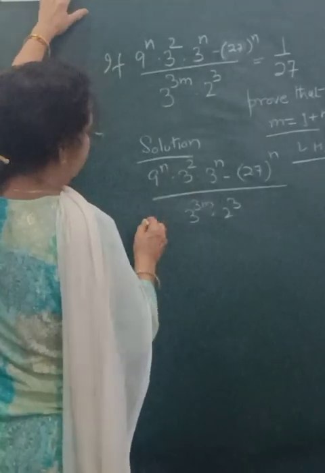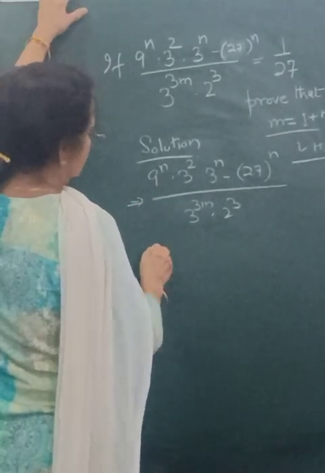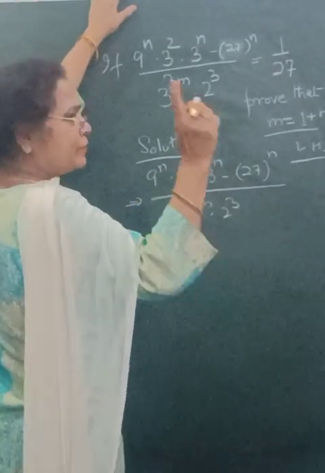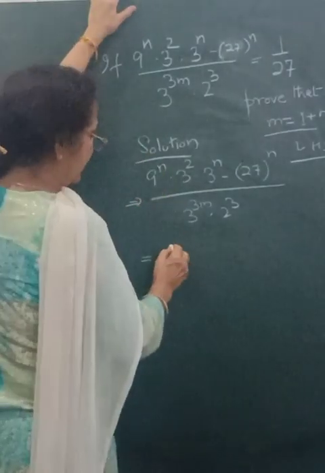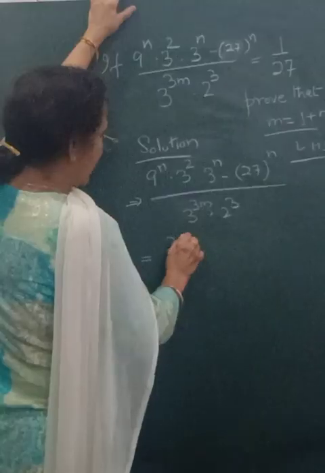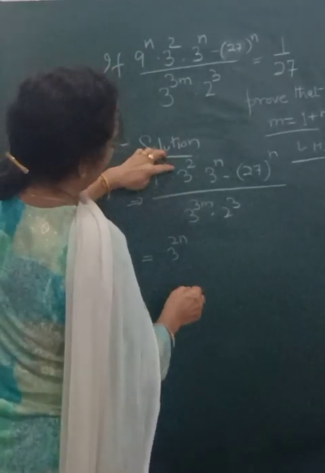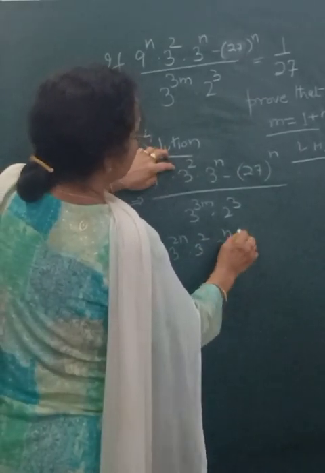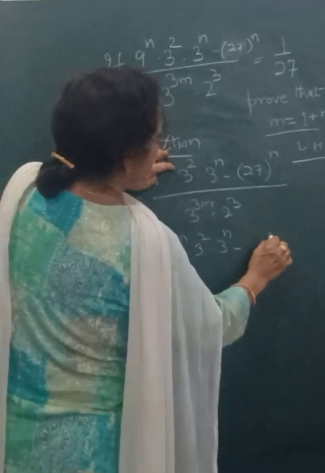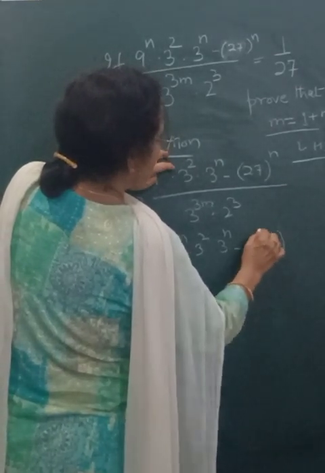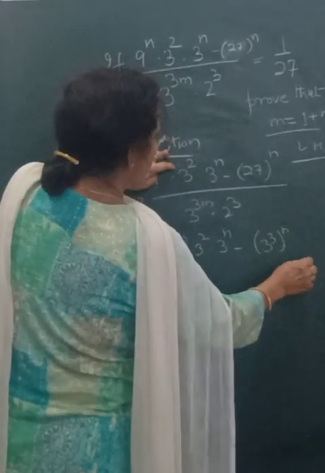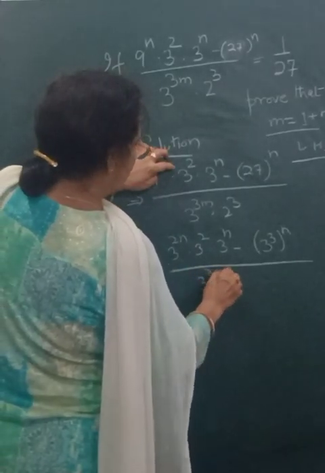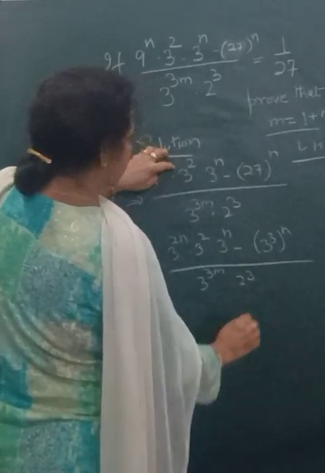Okay, this can be written as: 9 to the power n can be written as 3 to the power 2n, because 9 is equal to 3 to the power 2, and that 2 will get multiplied by n. Now this is 3 to the power 2 as such, this is 3 to the power n as such, minus this 3 to the power 3 whole to the power n, upon 3 to the power 3m remains same, no change at all. 2 to the power 3, no change at all.